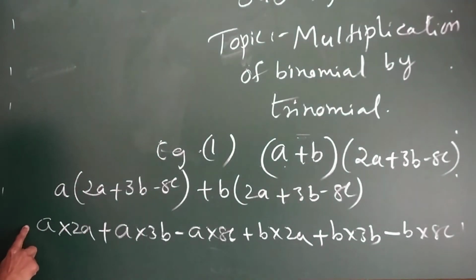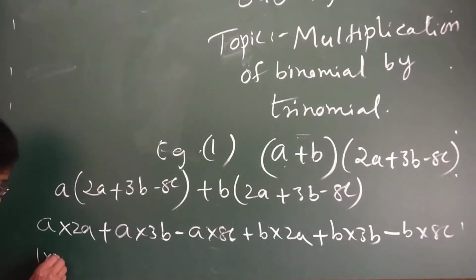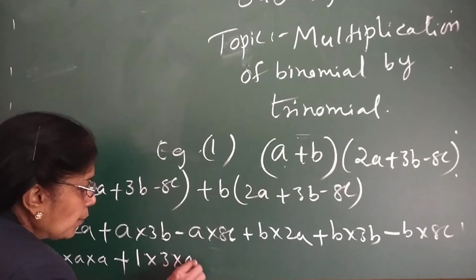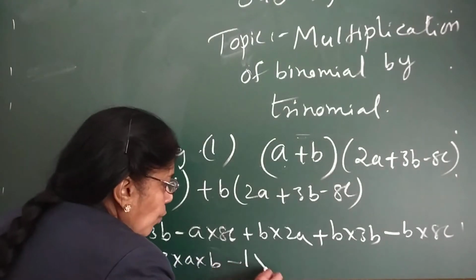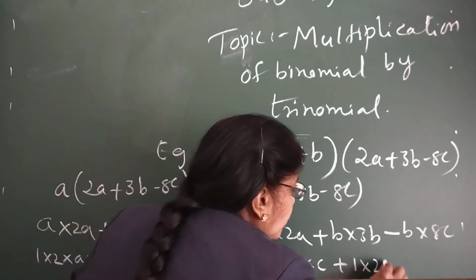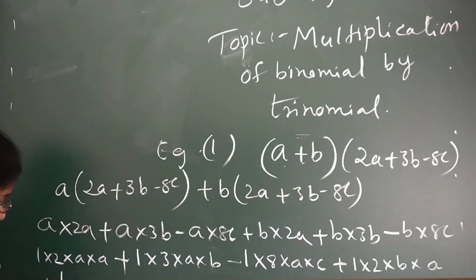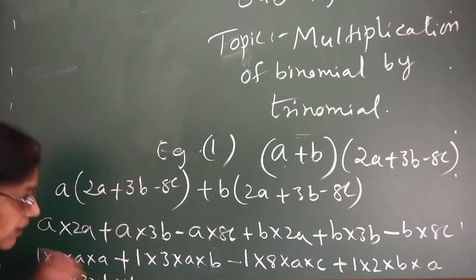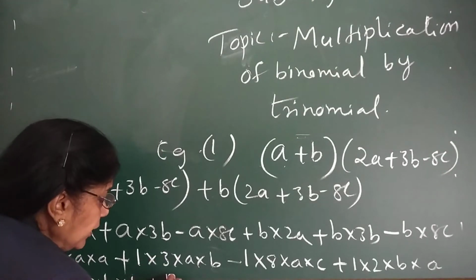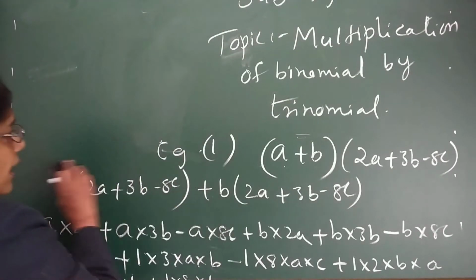Here, what is there? 1 is the constant. So 1 into 2 into a, plus 1 into 3 into a into b, minus 1 into 8 into a into c, plus 1 into 2 into b into a, then plus 1 into 3 into b into b, then plus 1 into 8 into b into c. This is what we call the monomial multiplication.